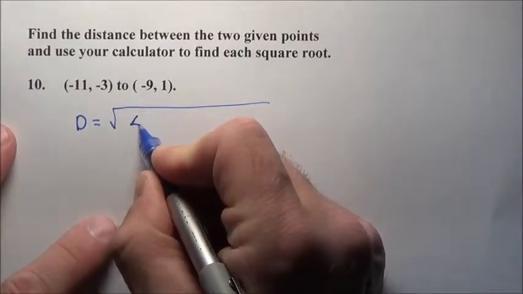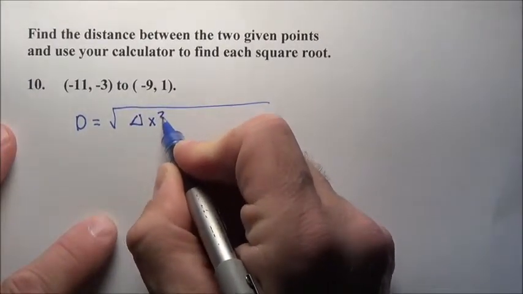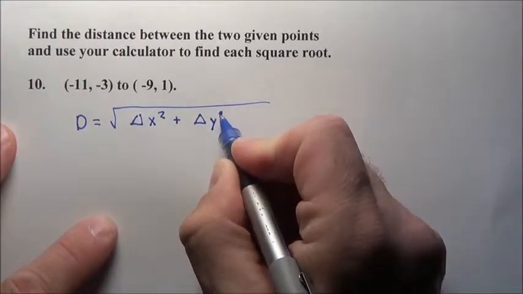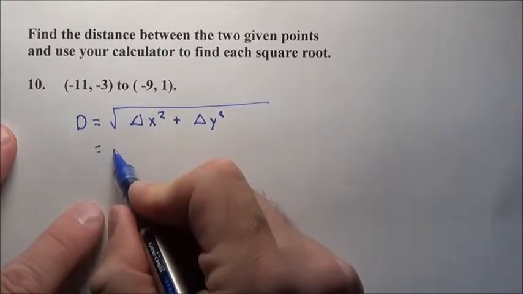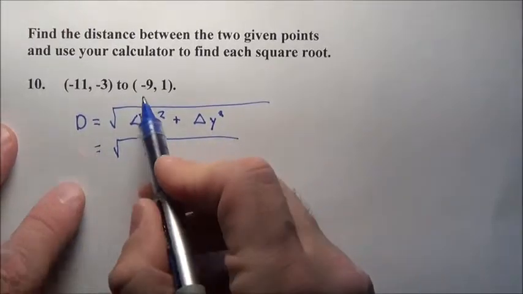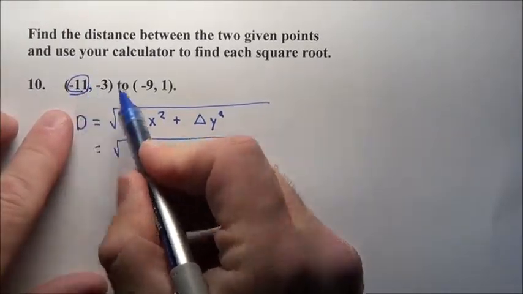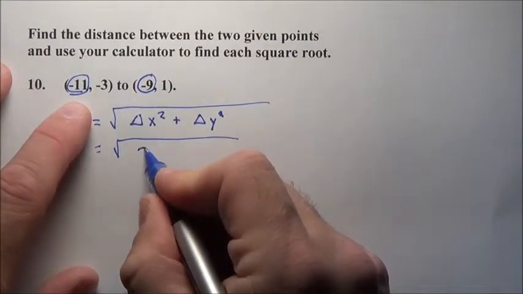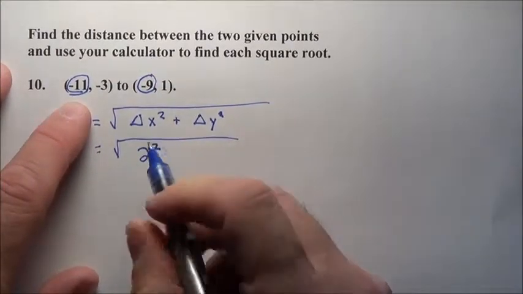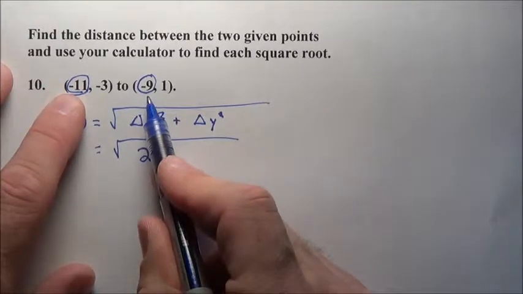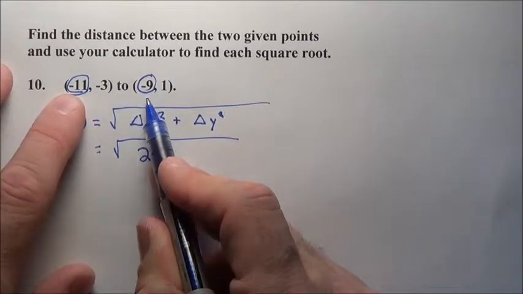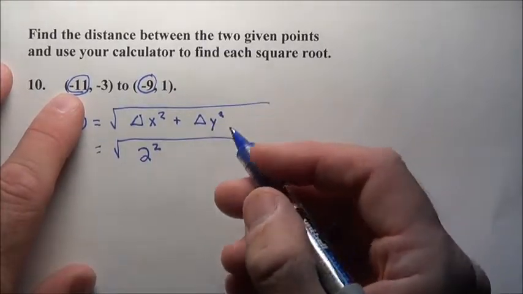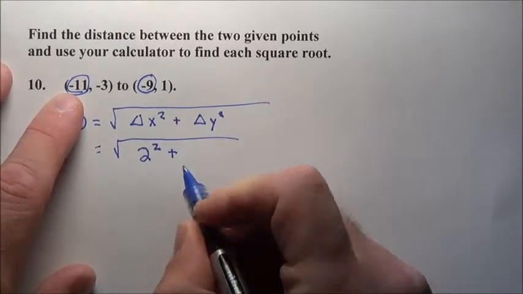But right now we're simply going to do the change in our x's squared plus the change in our y's squared. We're going to use that formula. That's going to give us the change in our x's. Well, look at this: negative 11, negative 9. I can see the difference between those is 2, so I'm going to do 2 squared. Negative 11 minus negative 9 gives you negative 2, but when you square a number, 2 squared and negative 2 squared both give you a positive 4 no matter how you do it.